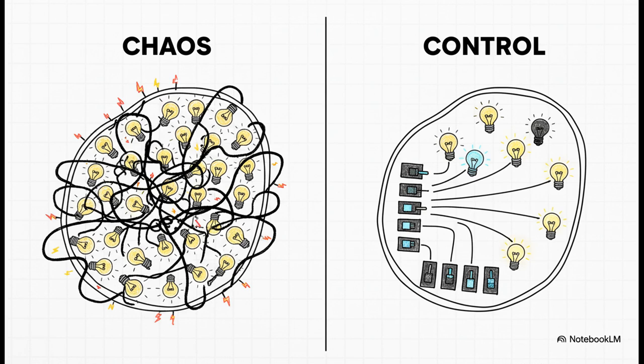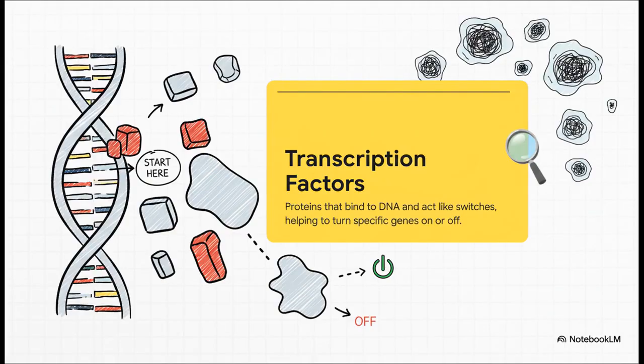So instead, it has this incredibly sophisticated control panel to turn genes on and off moment by moment depending on exactly what the cell needs to do. And what are the switches on this control panel? Well, they're mainly proteins called transcription factors. These are the real gatekeepers. They can bind to the DNA right near that "Start Here" sign, and they make a decision. They can either help RNA polymerase get started, which turns the gene on, or they can get in the way and block it, turning the gene off. They're like the bouncers for your genes.